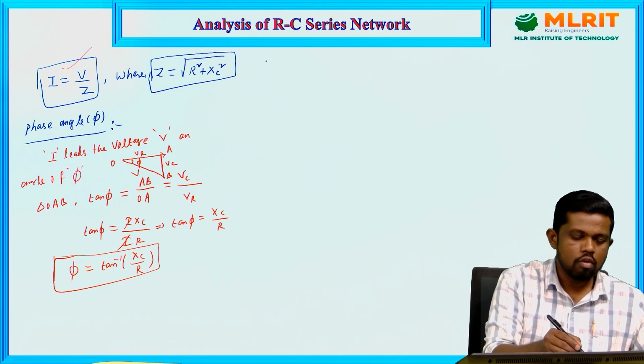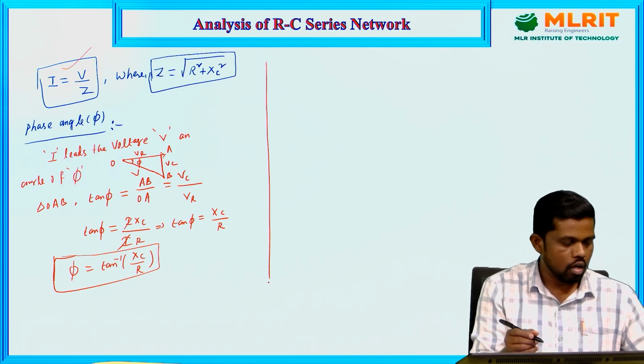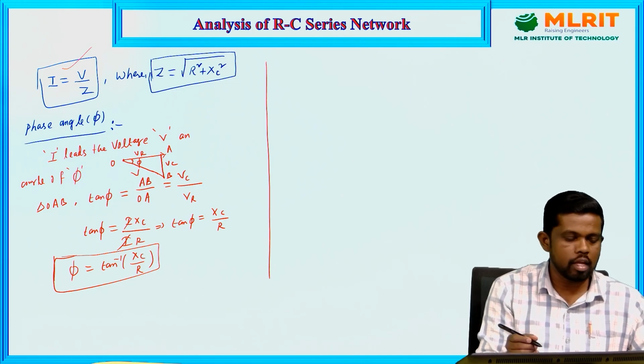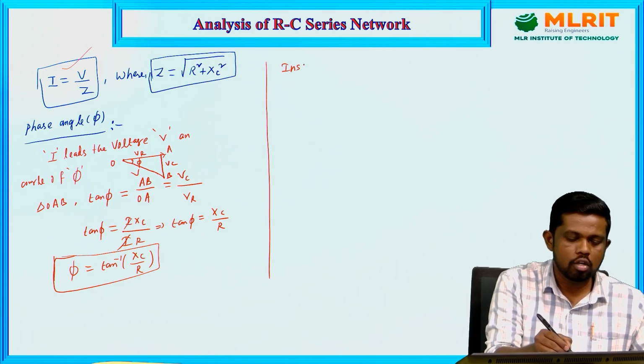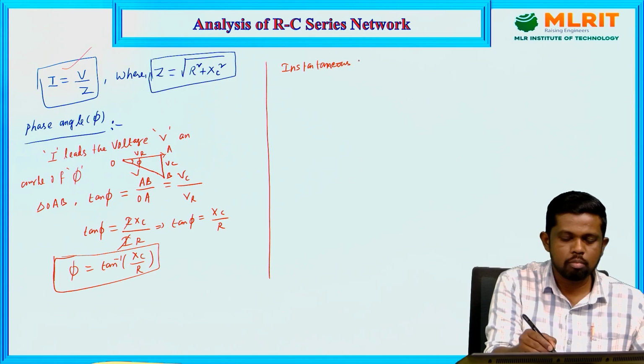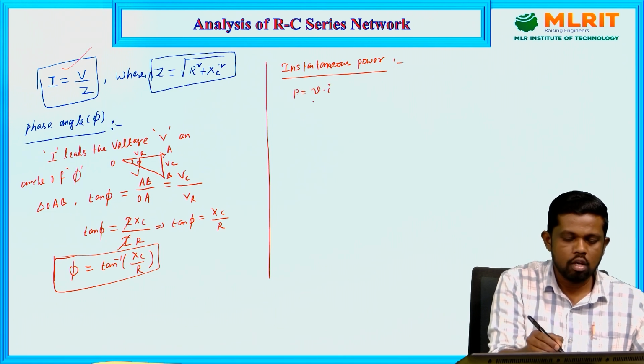Then after this we need to draw the voltage and current waveforms. Before drawing the voltage and current waveforms, we need to take the instantaneous power. So the instantaneous power taken by the RC series circuit is P equals V into I. V is Vm sin omega t, a sinusoidal voltage. Then I is Im sin of omega t plus phi.